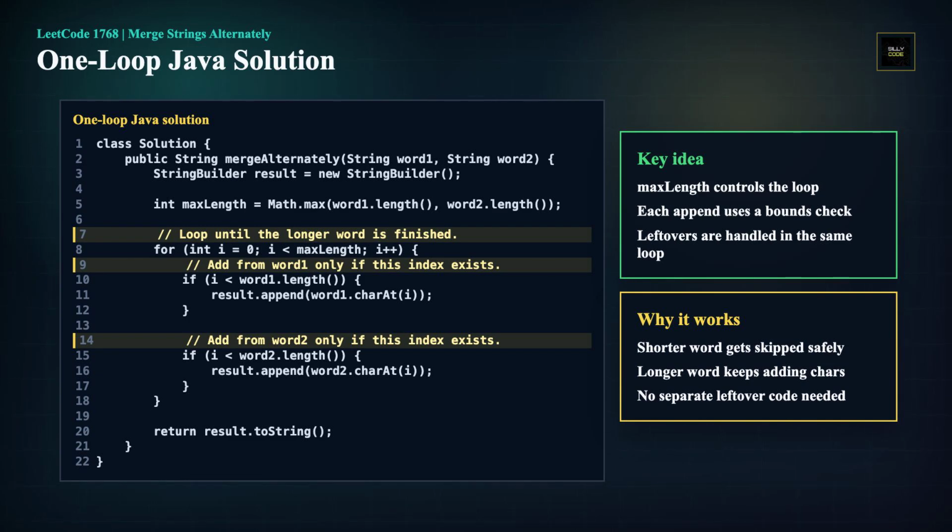We create a StringBuilder called result. Then, we calculate maxLength using Math.max. We loop from i equals 0 to i less than maxLength. Inside the loop, we first check if i is less than word1.length. If yes, we append word1.charAt(i). Then, we check if i is less than word2.length. If yes, we append word2.charAt(i). After the loop, we return result.toString.